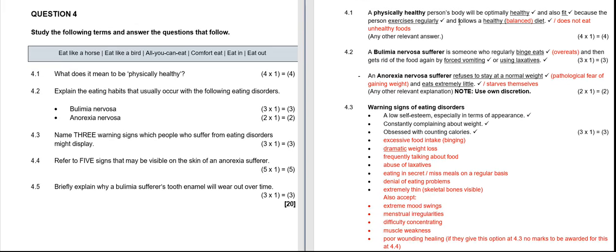A physically healthy person's body will be optimally healthy and also fit because the person exercises regularly and follows a healthy, that is a balanced, diet. That person also does not eat unhealthy food. So this is what we have in terms of 4.1. Of course, 4.2 we also have the possible response up to 4.5. According to our answer section, we only have 4.1, 4.3.